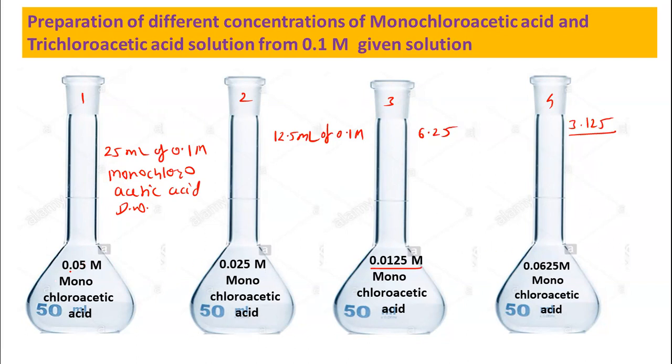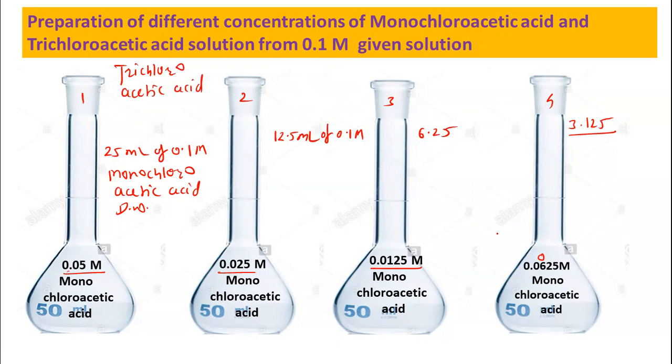So in this way, we can prepare the 4 concentrations. First one is 0.05, second one is 0.025, third one is 0.0125, and last one is 0.00625. Okay, so this is for monochloroacetic acid. Then similarly for trichloroacetic acid, the same process we have to follow.